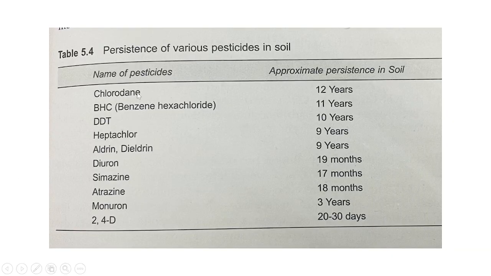There is a list of pesticides which are used in India. Some of them are banned nowadays, but if you observe the approximate persistence in the soil, for example chlordane is 12 years, BHC, that is benzene hexachloride, is 11 years, DDT is 10 years, and aldrin is 9 years. What you can observe is that the persistence in the soil is for a very long period of time, maybe in years or for months.